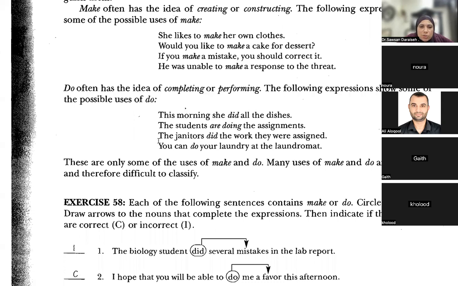The janitors. What do we mean by the janitors? شو معنى janitors, guys? عمال النظافة. Okay, بالإنجليزي عمال النظافة, the janitors did the work they were assigned. عملوا العمل المطلوب, اللي انطلب منهم يعملوه, guys. So the janitors did the work. See, guys? So with work, the work. I did the work. I did the assignment. I did the dishes. So basically, أصلاً they're repeated on and on, these things that we either make or do.